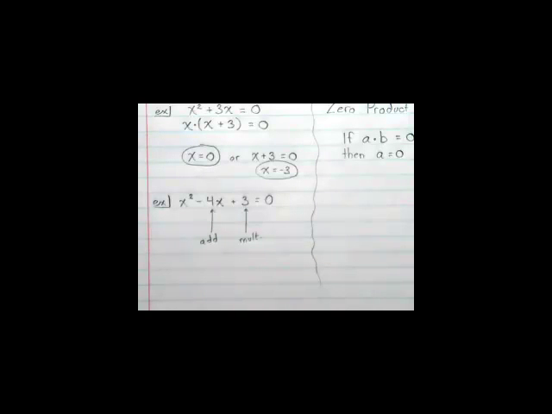Nope. Or -1. Nope. What? How would -1 and 4 not work? -1 and -3. There it is. -1 and -3. -1 plus -3 is -4. -1 times -3 is +3. Okay? Adds to this, multiplies to that.